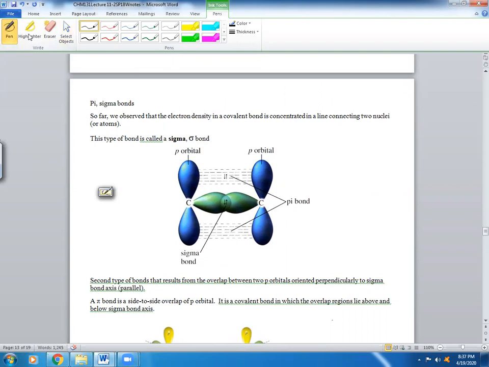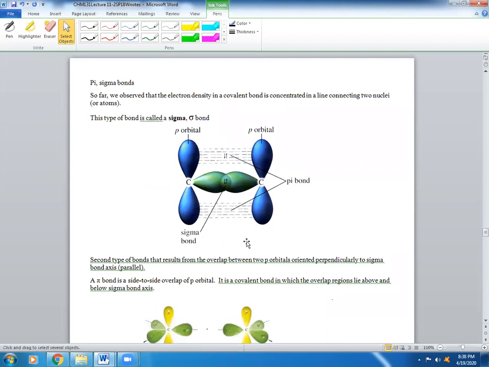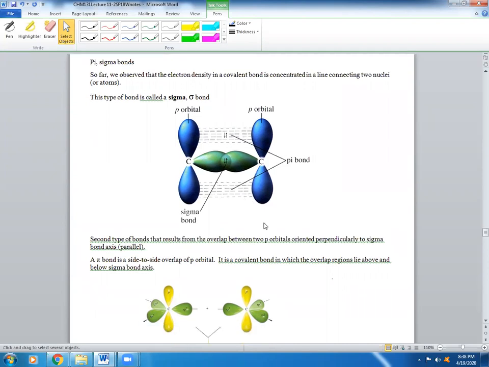So here it is. It's right here in front of you. This electron density in the overlap region right here, that's called a sigma bond. And it has this Greek letter, the letter sigma. However, so we've been talking about single bonds in general as, of course, sigma bonds. But there's another type of bond that's called a pi bond. And it's the second type here.